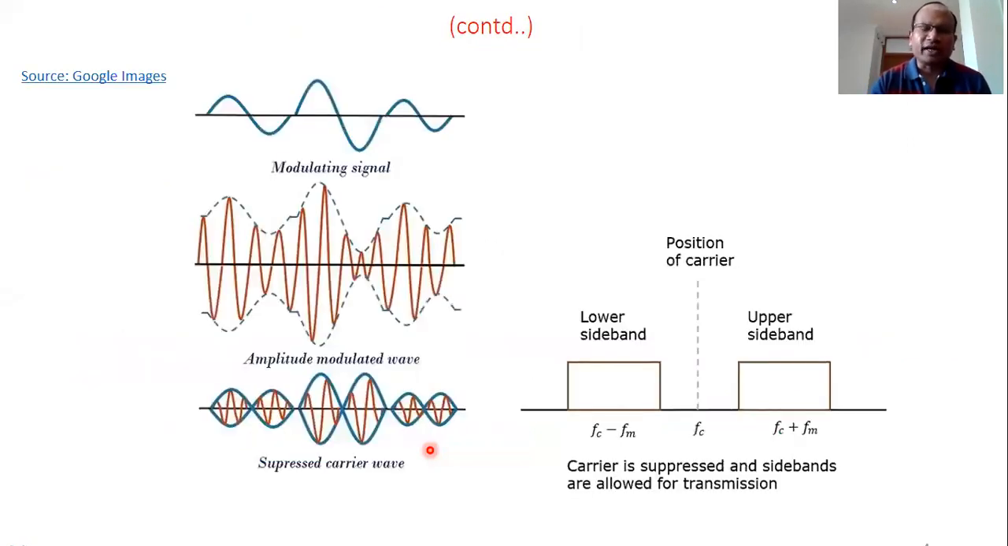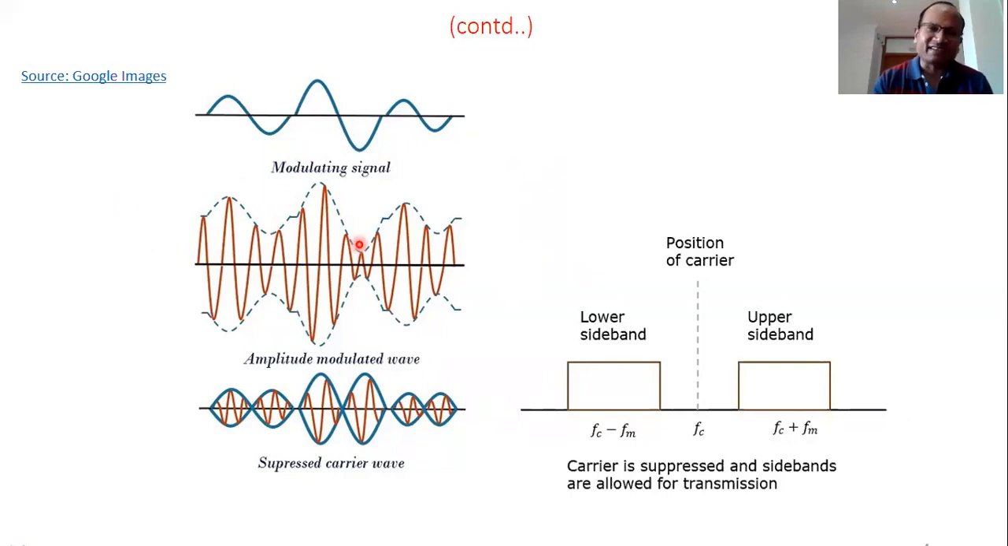If you look at these diagrams, you see that there is a modulating signal. I have not shown the carrier frequency separately, but the modulating signal and then the modulated signal. Inside it you can see a carrier signal, but this carrier signal is the transmitted carrier signal.